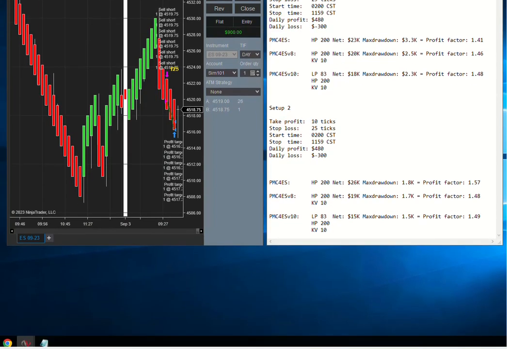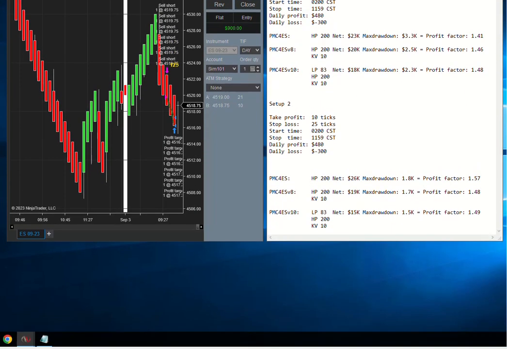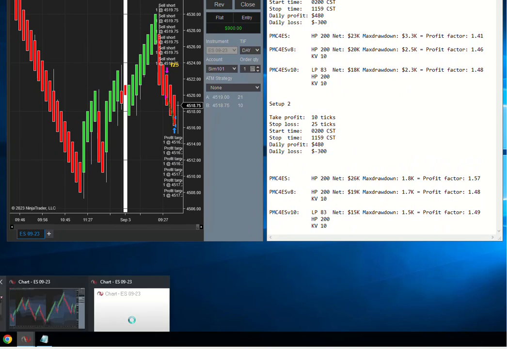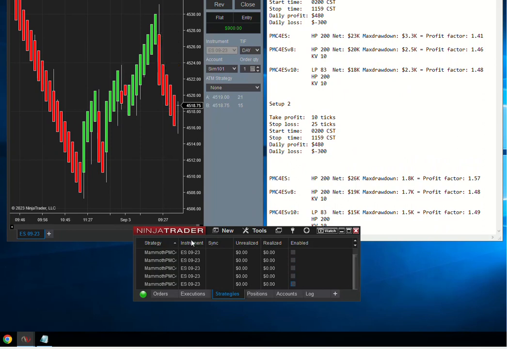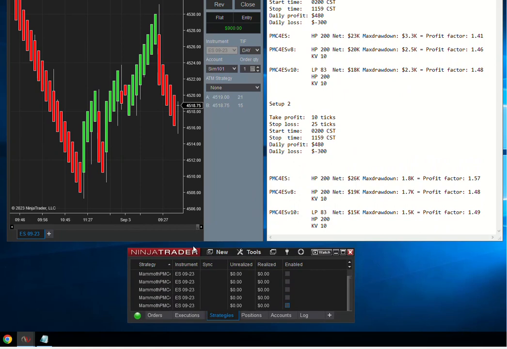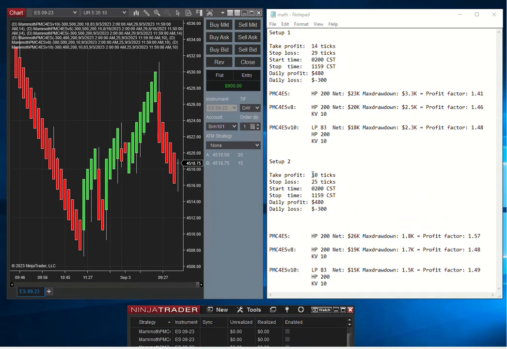Okay, the other thing you can do is that you can actually, let me just disable these strategies. Okay. Now you can try to increase take profit level above 14 ticks and stop loss larger.